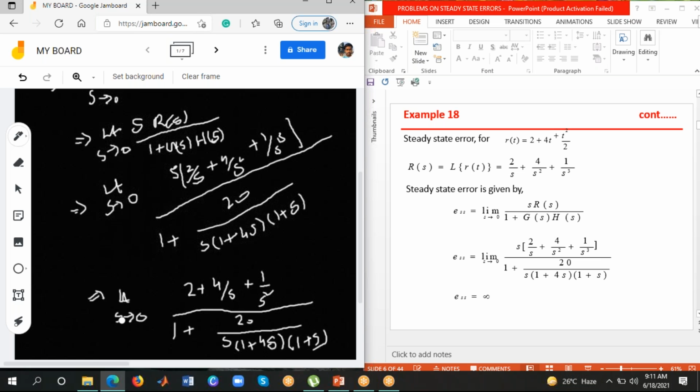Now if you substitute s equals 0 in this term, 2 plus 4 by 0: 4 by 0 is infinity and 1 by 0 is also infinity. So 2 plus infinity divided by 1 plus infinity, so the entire term you will get is infinity. This is the steady state error value for the given input. Okay? Remember here, 1 plus infinity is also infinity. So it comes like this. So this is the first problem. Next you will see the second one.